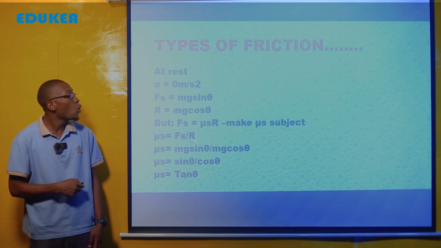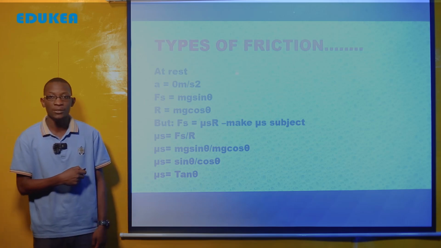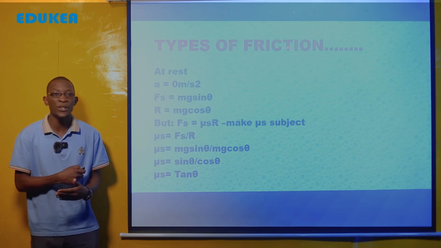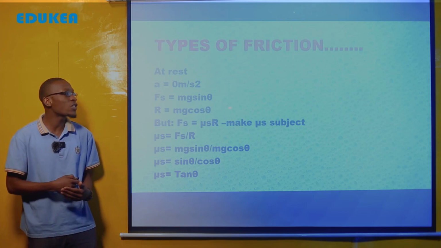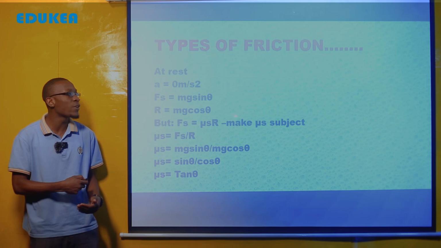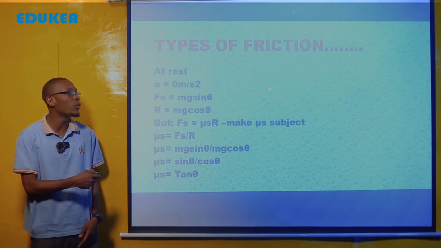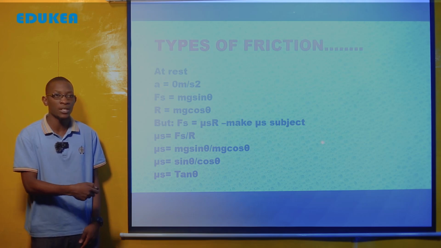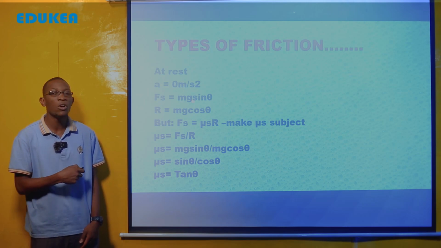When a body is in motion, consider a body moving on an inclined plane. We see that the coefficient of dynamic friction of that body is equal to tan theta. Now let us look at the rest.